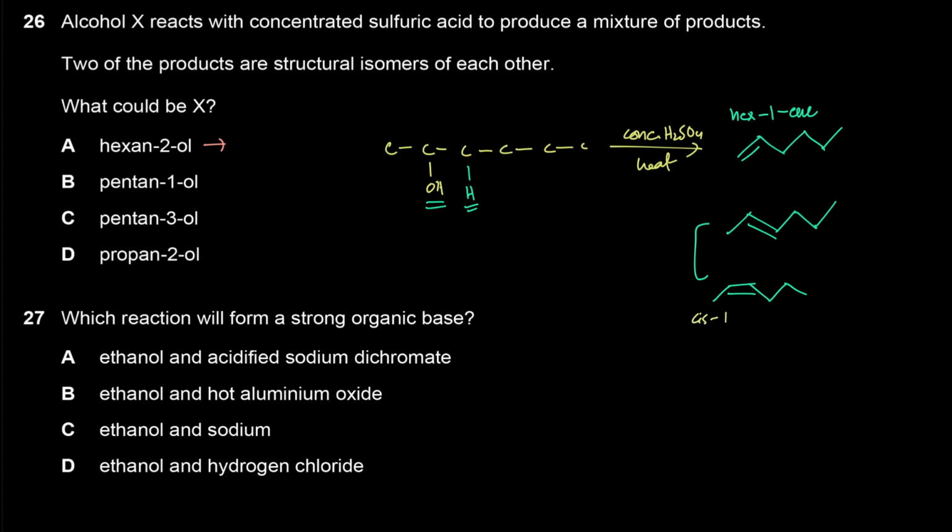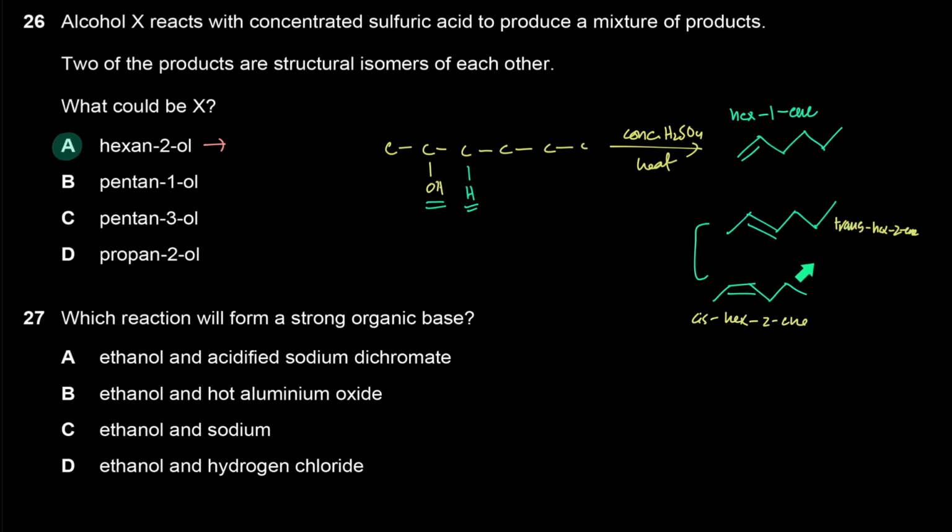So we know that hex-1-ene and hex-2-ene are position isomers of each other, so they are indeed structural isomers of each other. These 2 are structural isomers, whereas these 2 are geometric isomers of each other. So in this reaction, you are making structural isomers, position isomers, hex-2-ene and hex-1-ene.